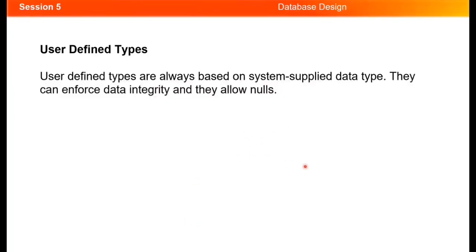So a user-defined type is very similar to a class in object-oriented programming. You define the columns and the data types, similar to defining the attributes and the data for objects in object-oriented programming. User-defined types are always based on system-supplied data types. They can enforce data integrity. They can allow or not permit nulls. Not every database management system supports user-defined types. As of the making of this video, MySQL and MariaDB did not support user-defined types.